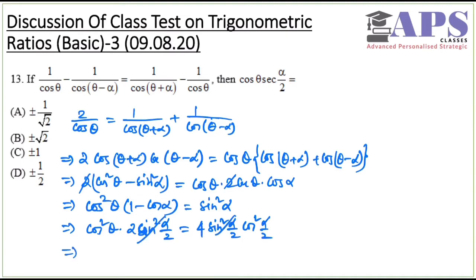Now because I have to find cos theta into sec alpha by 2, so we take cos square theta, and that cos square alpha by 2 comes here as sec square alpha by 2. Right side will become 2. Therefore when I take out square root, then I will get plus minus root 2.